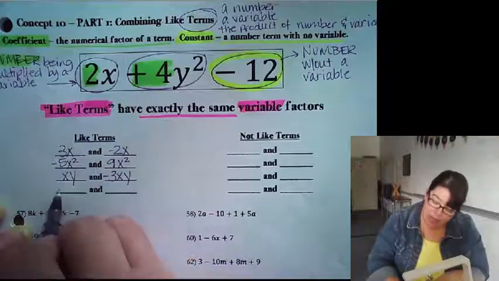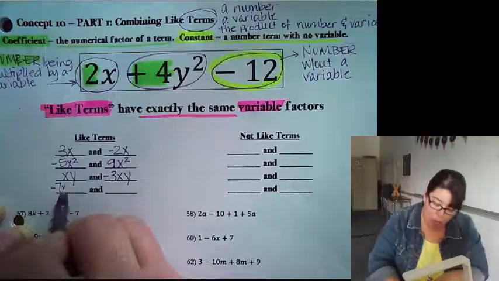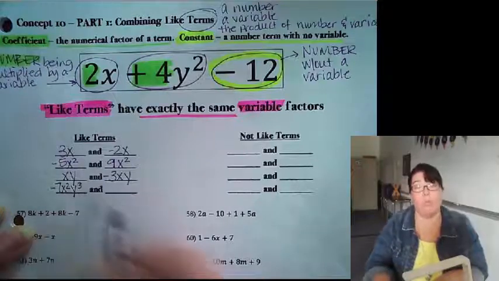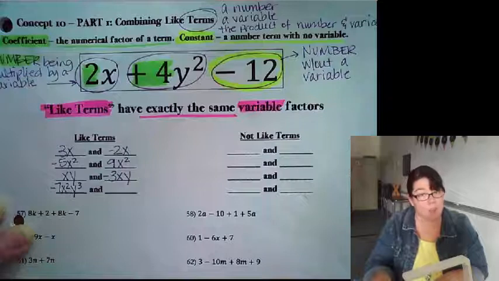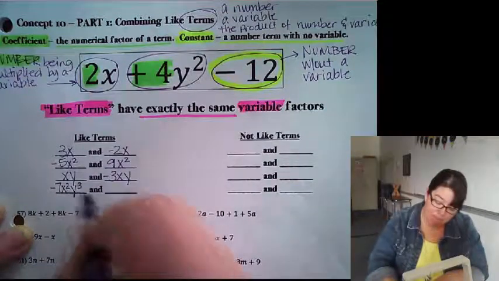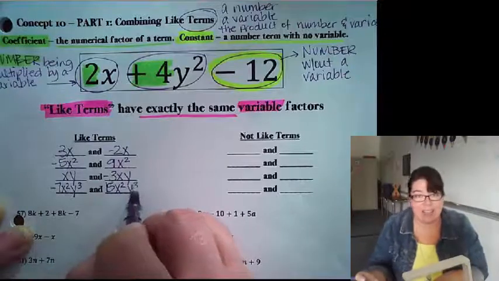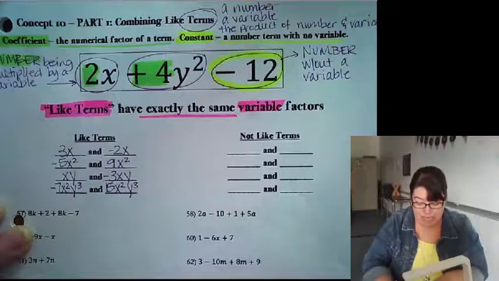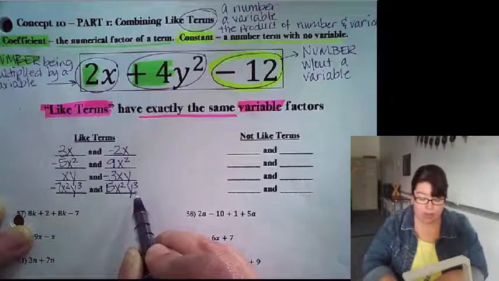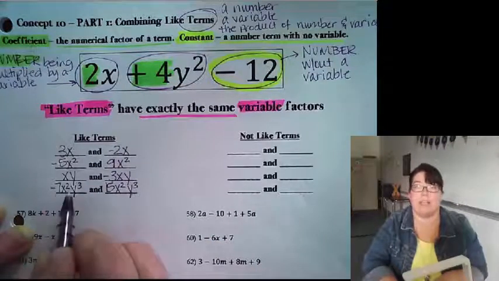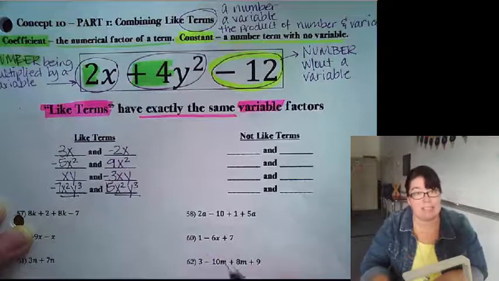Now, we can also have lots of exponents. We might have negative 7x squared y cubed. Whoa, that is a crazy term. But it can be grouped together as well, as long as the exponents on the variables are exactly the same. So 15x squared y cubed is a like term with negative 7x squared y cubed because the variable parts, this part and this part, are exactly the same.